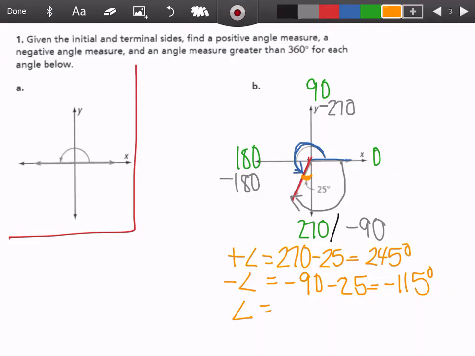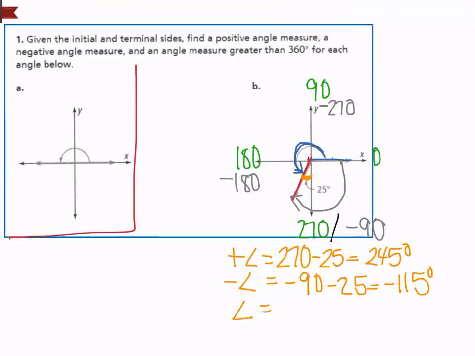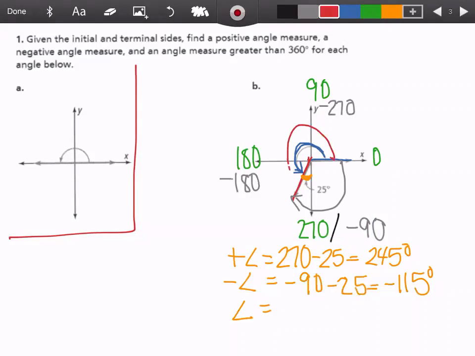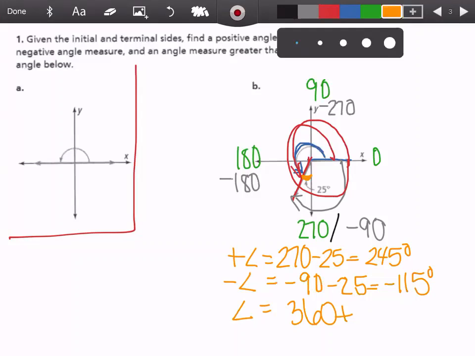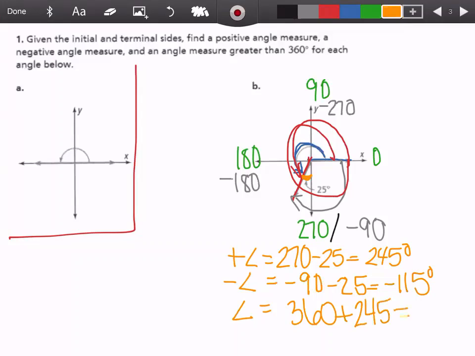Now we need an angle measure that is greater than 360. So that would be, looking at this angle, you start at the same initial side, you go past the terminal side, one full loop, so that is 360. So we already know that we're going to have 360 plus, and we keep going until we reach that terminal side. So it is going to be 360 plus that first angle, which is 245 degrees. And if we add those two, we get 605.